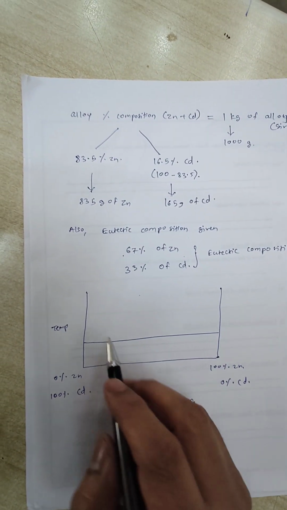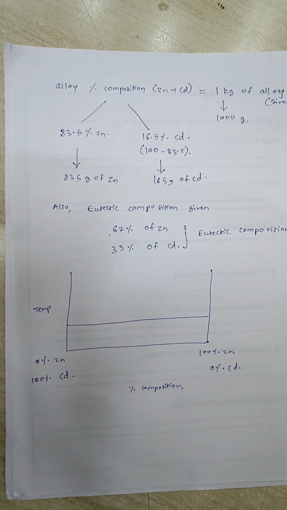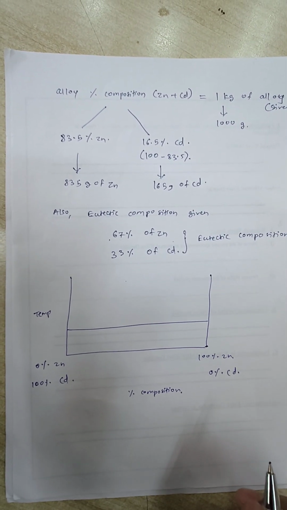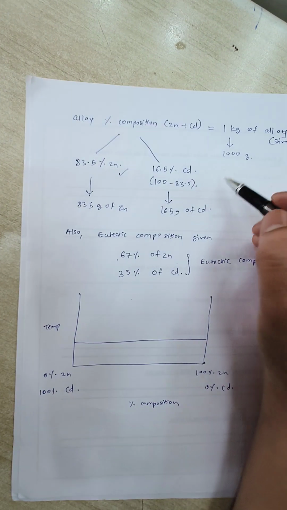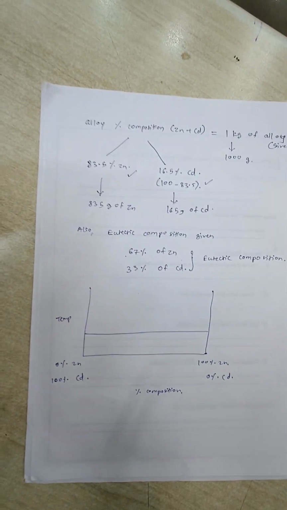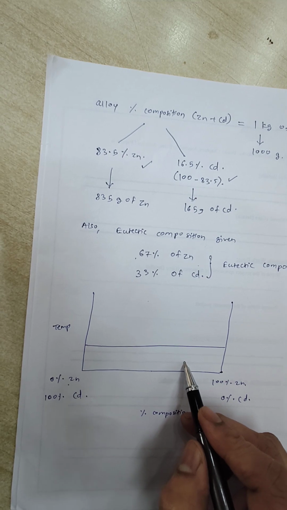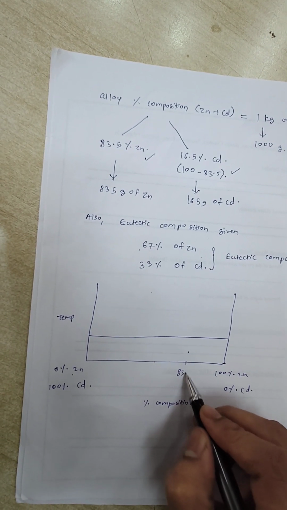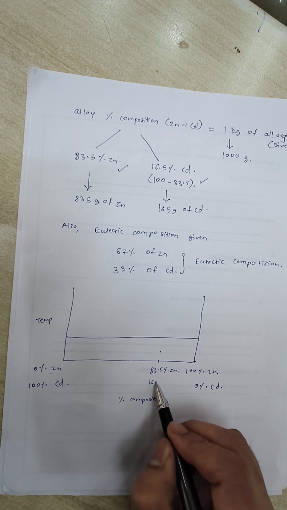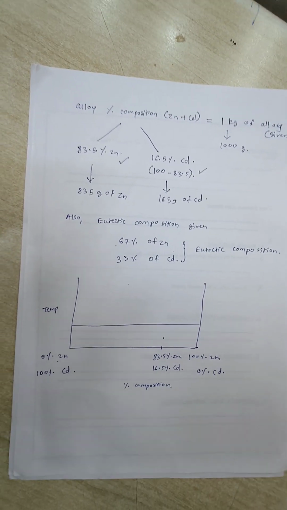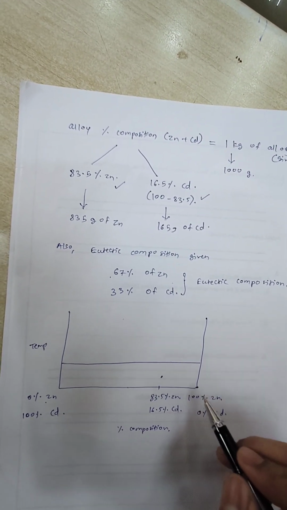If you want to plot this particular diagram, the alloy composition given is 83.5 of zinc and 16.5 of cadmium. So where will the point be in the diagram? This is 0%, so obviously 50% is in the middle, so it is here, approximately 80, let's say 83.5. Suppose this is 83.5 percentage Zn and 16.5 percentage cadmium. And this is the alloy composition.